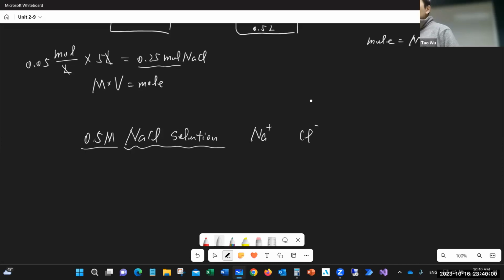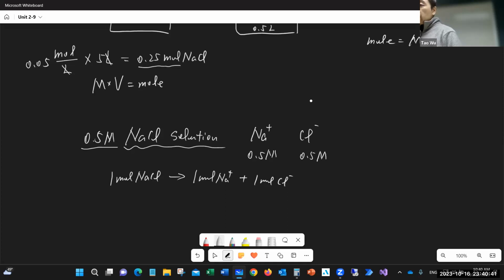A 0.5 molar sodium chloride solution will have 0.5 molar sodium ion and also 0.5 molar chloride ion in the solution. That's because 1 mole of sodium chloride makes 1 mole of sodium ions plus 1 mole of chloride ions. Make sense, right? So you can just look at the ratio or the number of each of the ions, and then predict the concentration.